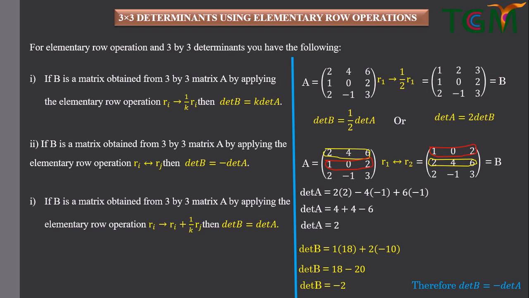If B is a matrix obtained from 3x3 matrix A by applying this elementary row operation, the determinant of B should be equal to the determinant of A.